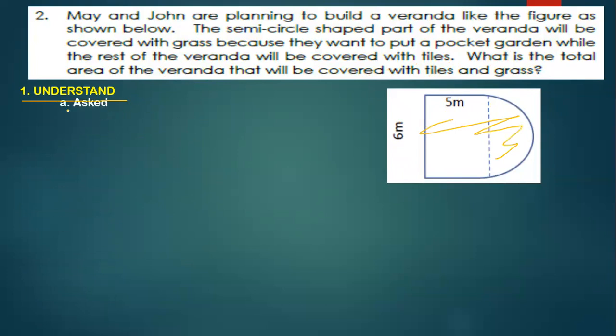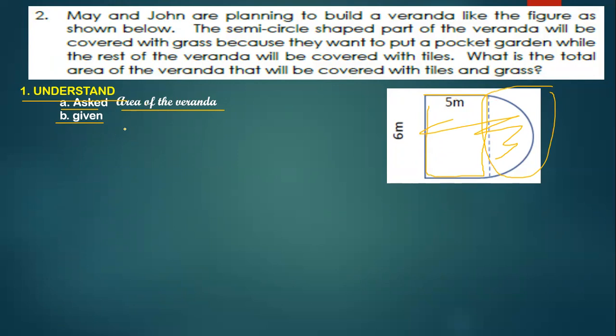In understanding, you have to know what is asked. And what is asked in this particular problem is the total area of the veranda. After knowing what is asked, you have to know what are the given facts. And the given facts, syempre, meron tayo ditong ilang plane figures, isa, and then dalawa. Meron tayong rectangle at meron tayong semicircle.